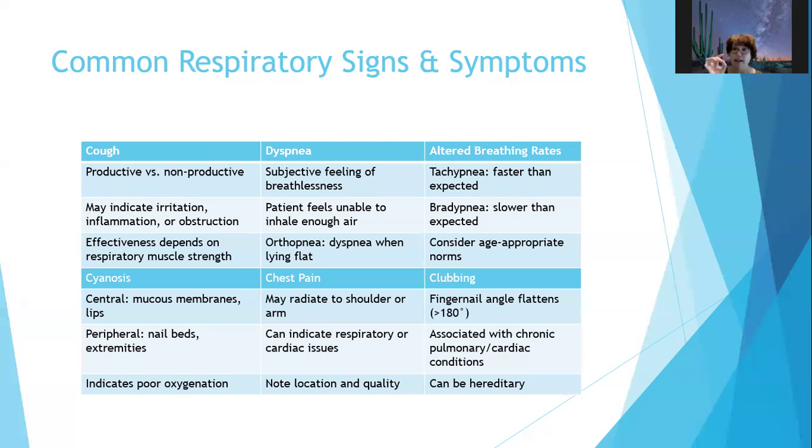Clubbing happens at your fingertips, and there's a good picture in the textbook where the fingernail angle flattens to greater than 180 degrees. So it's almost bowed out, if you want to think of it that way. It's associated with chronic pulmonary and cardiac conditions, but it can be hereditary. So if people have clubbing without dyspnea or cyanosis, and they don't have a respiratory diagnosis, their fingers just may be that way. But if they develop it over time, then it might be because of a respiratory problem.